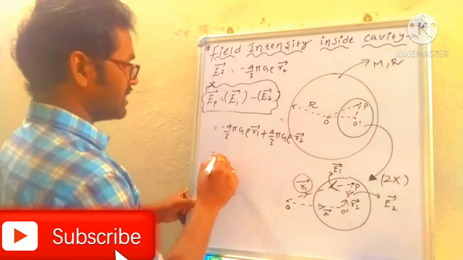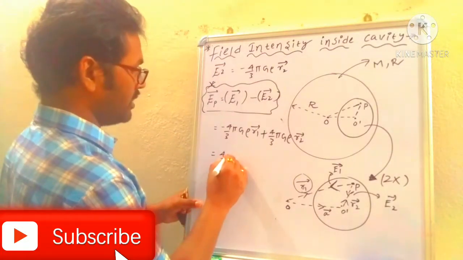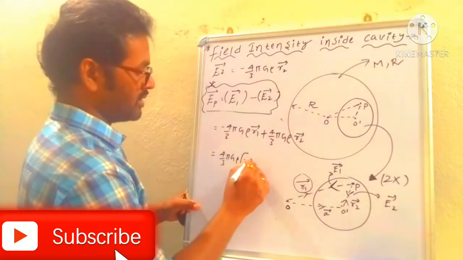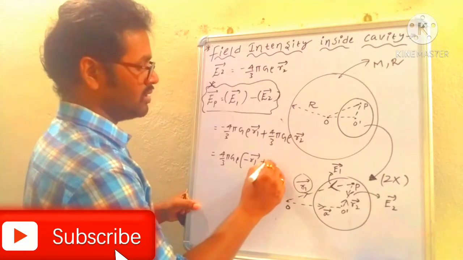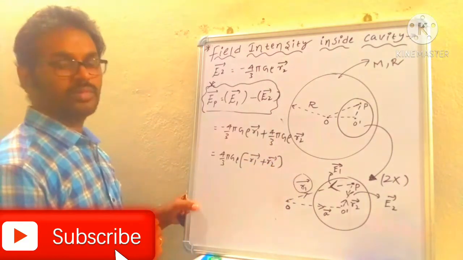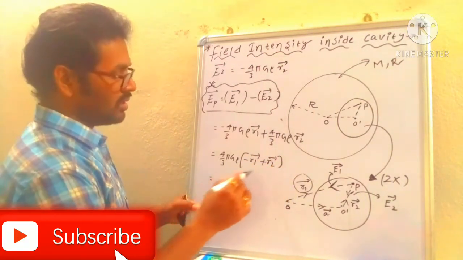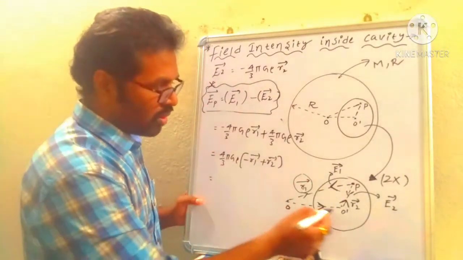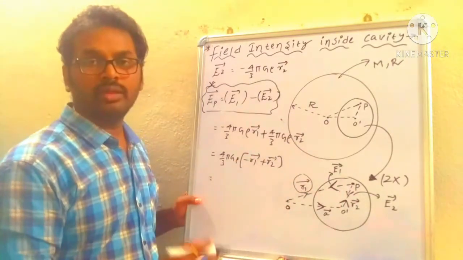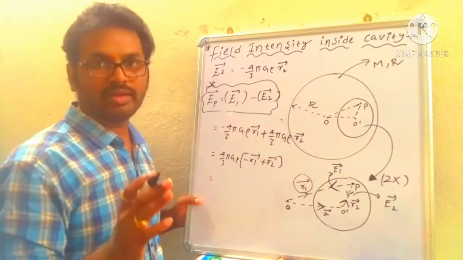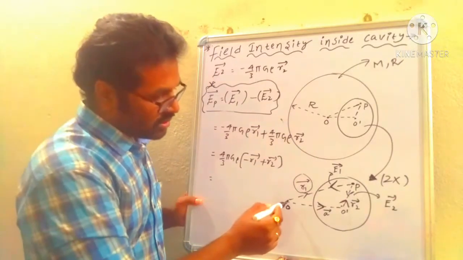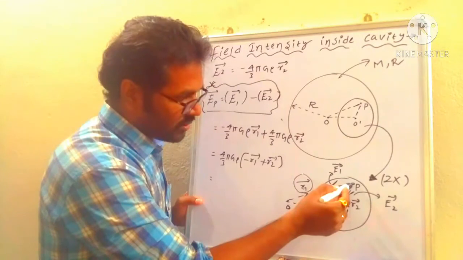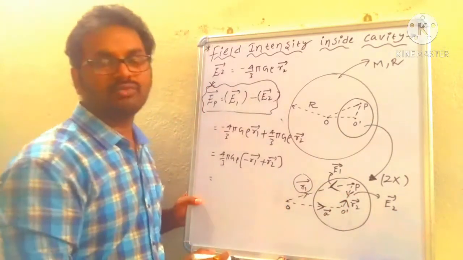And from this we can take common 4 by 3 pi G rho. So what do you get? The first term is minus R1 bar, the second term is plus R2 bar, or we can say it as R2 bar minus R1 bar. You can see from this triangle O dash and point P, from the triangle of vectors, what we can write? A bar plus R2 bar minus R1 bar is equal to 0.